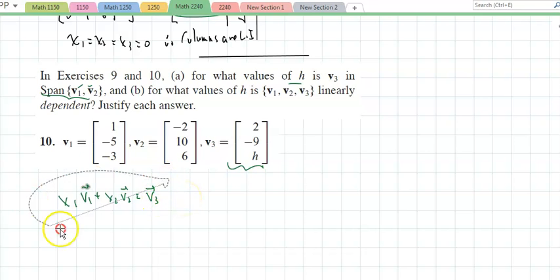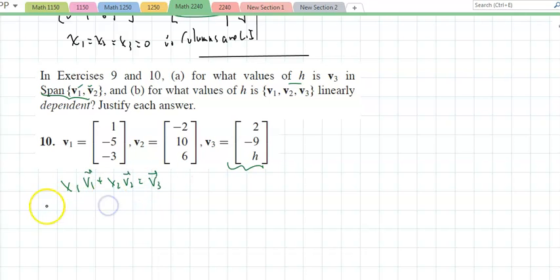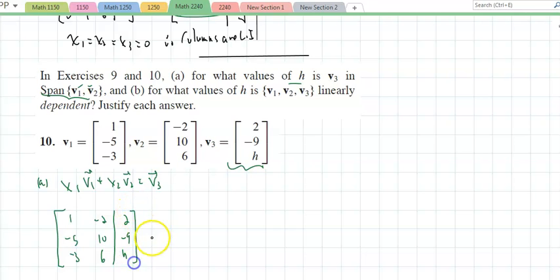So in part A, we're really looking at 1, -5, -3, -2, 10, and a 6, and a 2, -9, and an H. Now what I'm going to do is the magic. Multiply row 1 by 5, add it to row 2. Multiply row 1 by 3, add it to row 3. Well, once you do that, you'll notice, add row 1 by 5 and add it to row 2.